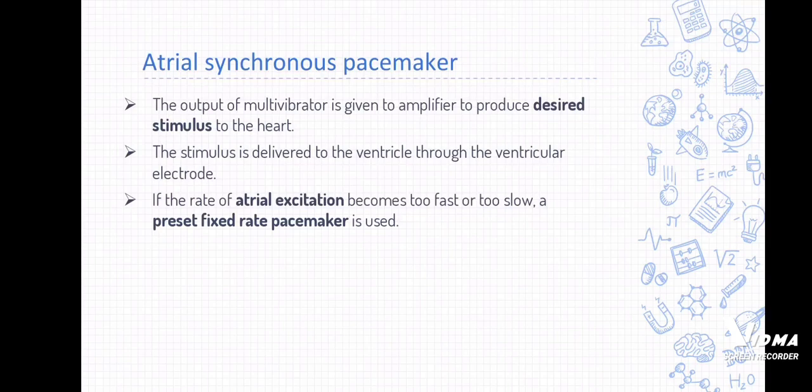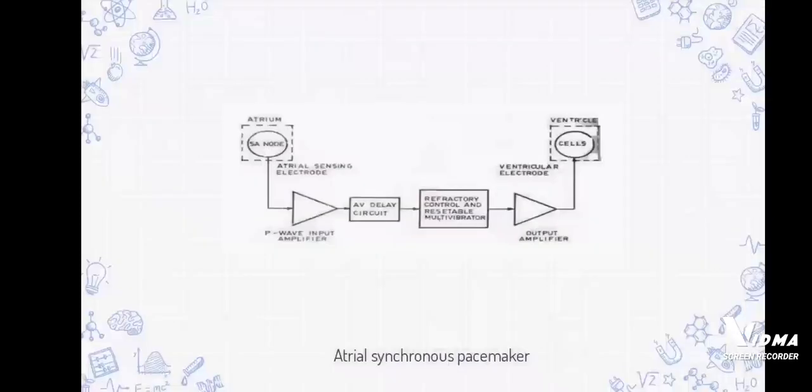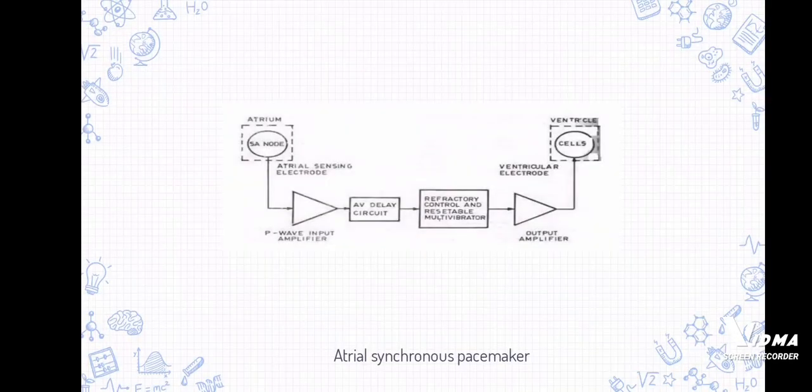If the rate of atrial excitation becomes too fast or too slow, a preset fixed rate pacemaker is used. In the atrial synchronous pacemaker, the input is taken from the SA node, and the pulses are given to the ventricle through the electrode.